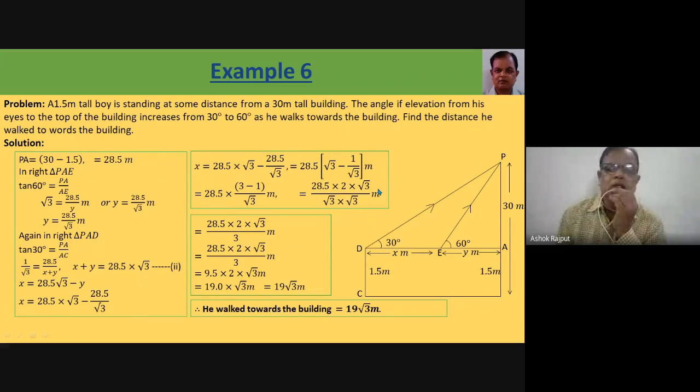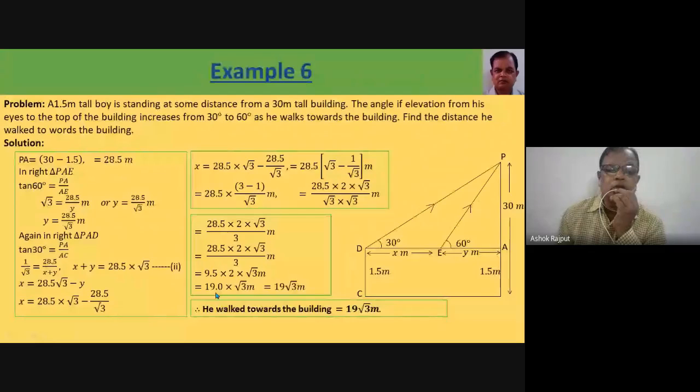So we rationalize here, multiplied by root 3 into root 3. So we are getting here 28.5 into 2 root 3 by 3. So we will multiply first and divide it. Then we are getting 19.0 into root 3 equal to 19 root 3 meter. The distance he walked towards the building is 19 root 3 meter, as we have found it here.